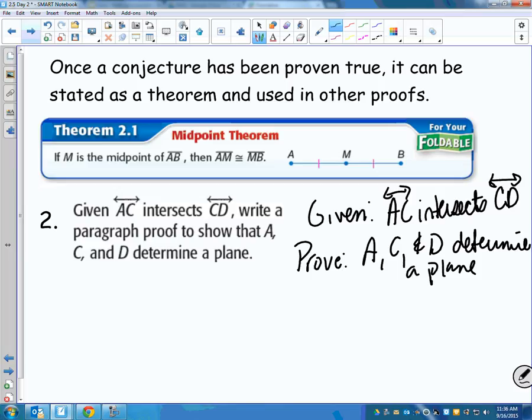A picture, I think, would be really nice, but that's not a paragraph proof, right? We could draw a picture to help us. Let's draw a picture to help us. AC, yes? It intersects CD, so how do I have to draw CD? With this C, right? So like, I could draw like this, somehow.